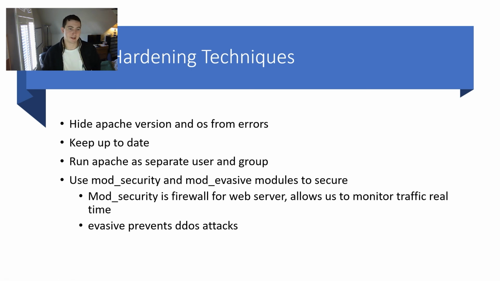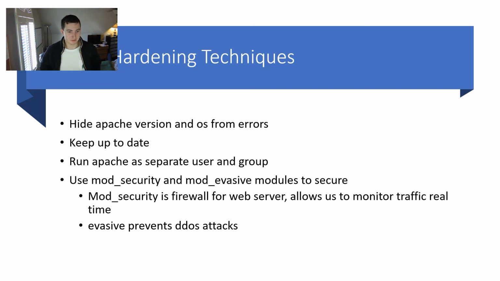Some hardening techniques. Make sure you hide the Apache version and OS from errors. You can disable this by going through some various files and telling it to not respond to, say, an invalid packet with a reply saying, oh, this request cannot be completed, here's the current Apache version, here's the current information about the server. Also, you should make sure you keep it up to date. That just goes standard for any software on these things. You should also run Apache as a separate user and group.